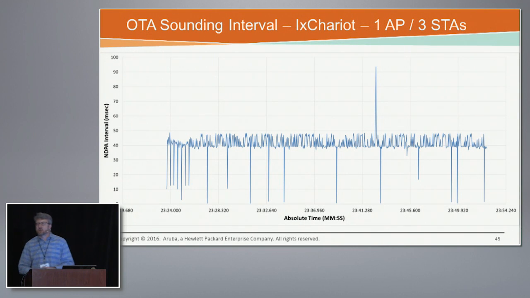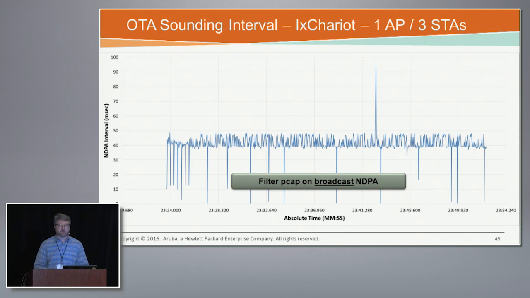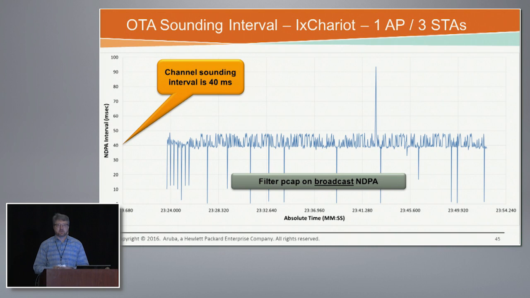So anyway, sounding intervals. You can measure this yourself. It's really easy to do. What you do is filter your packet capture on broadcast NDPAs, not directed NDPAs. Those are used for SU sounding. You use broadcast NDPAs, and you just look at the delta T. So this is a chart of the delta T of a packet buffer with that filter applied. You can obviously see here the interval between the NDPAs is more or less about 40 milliseconds. This is with a 3-station Chariot test. Okay.